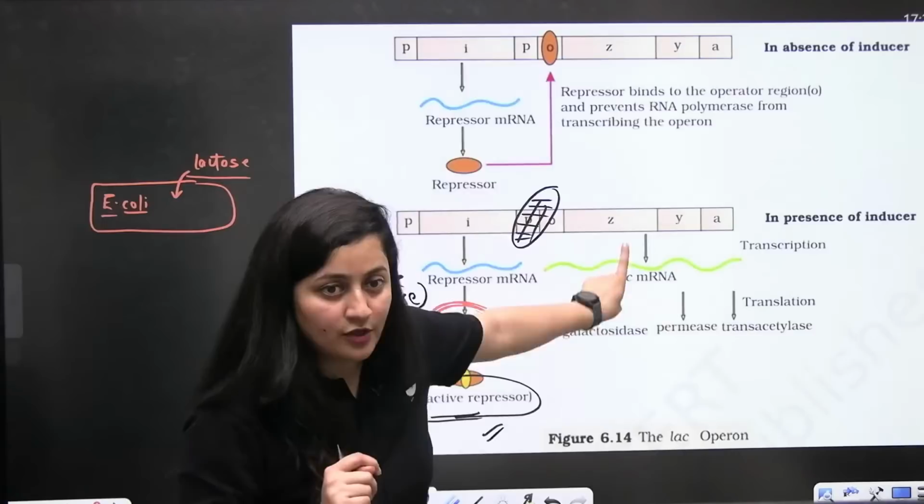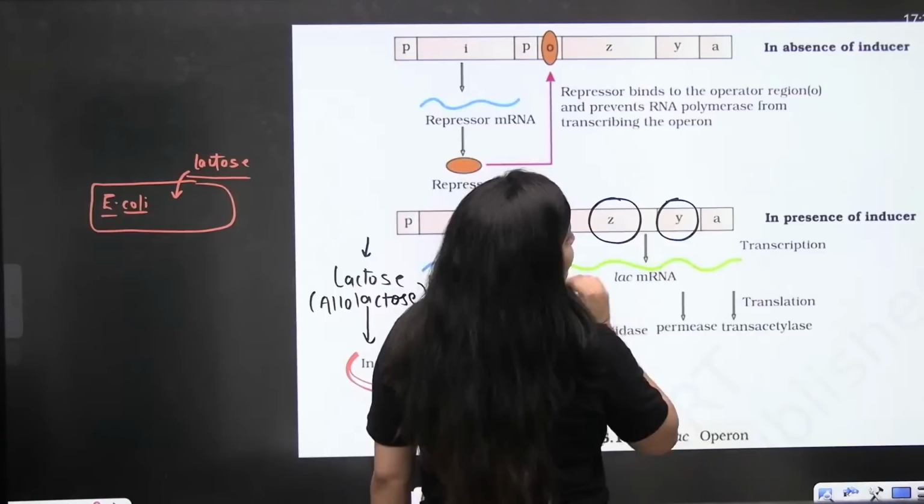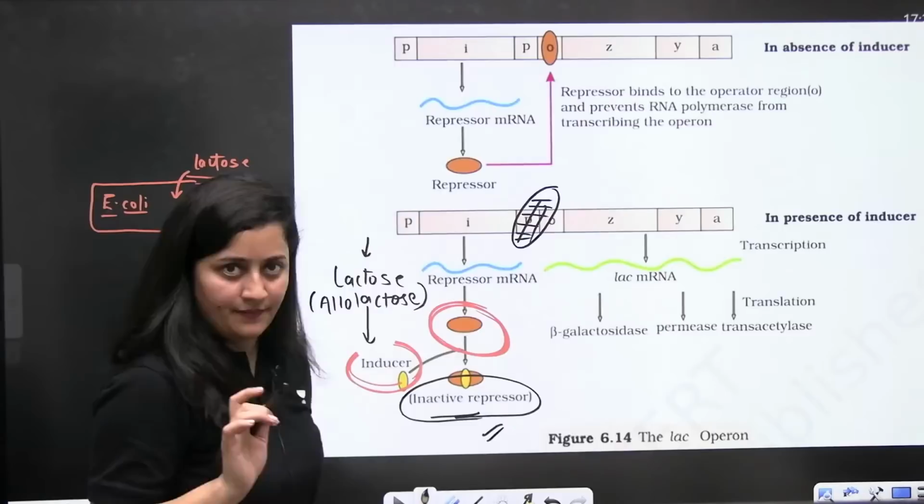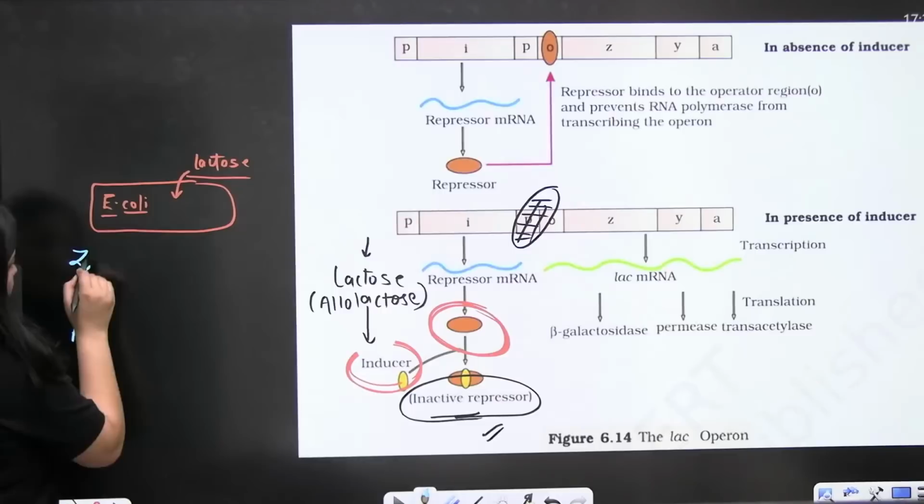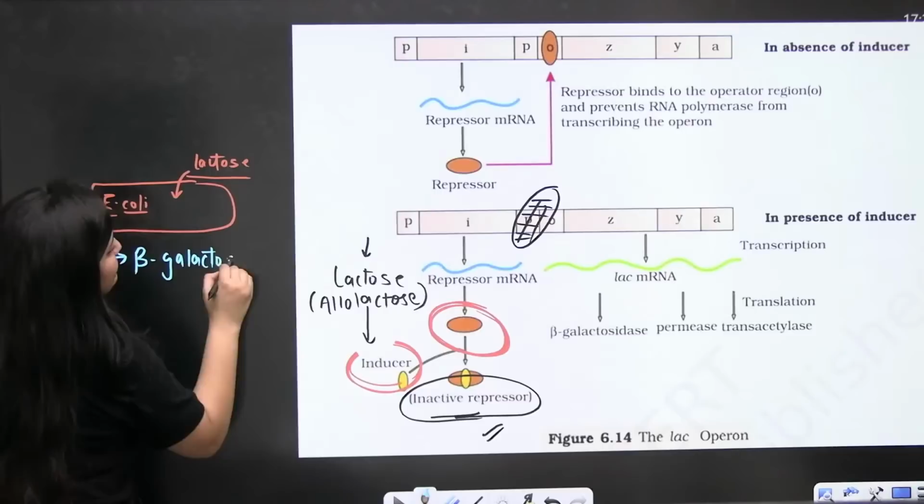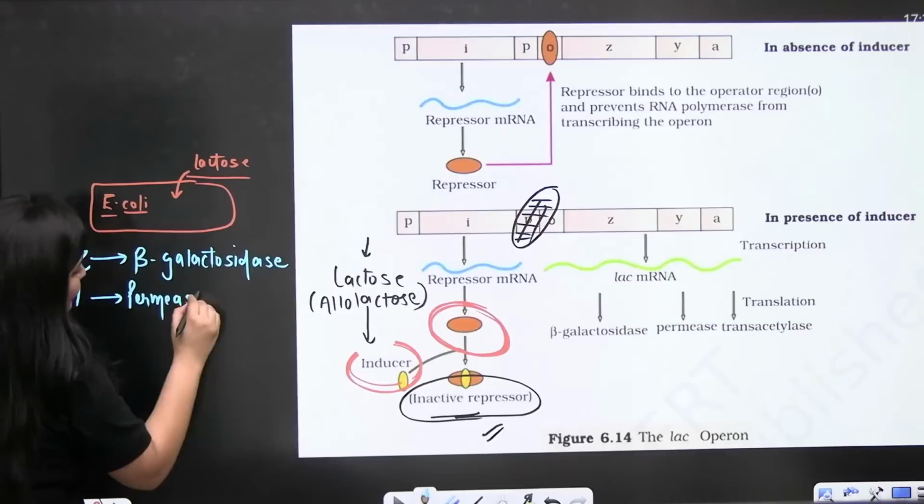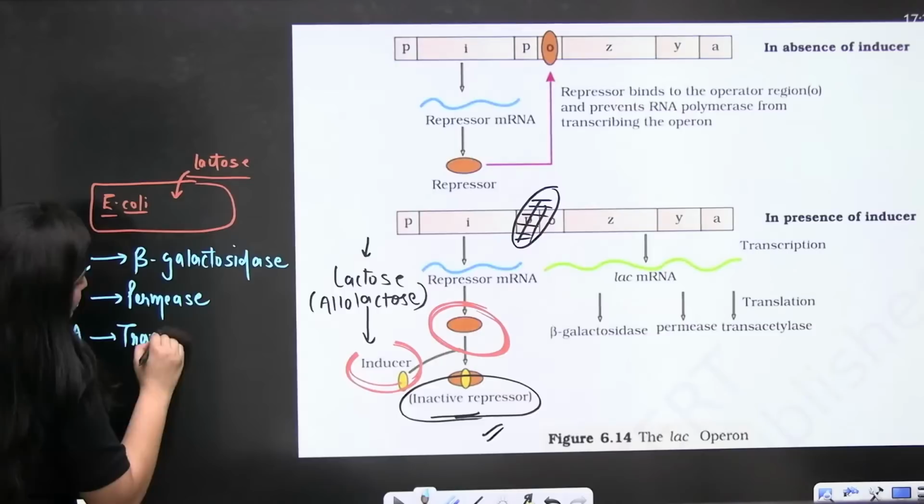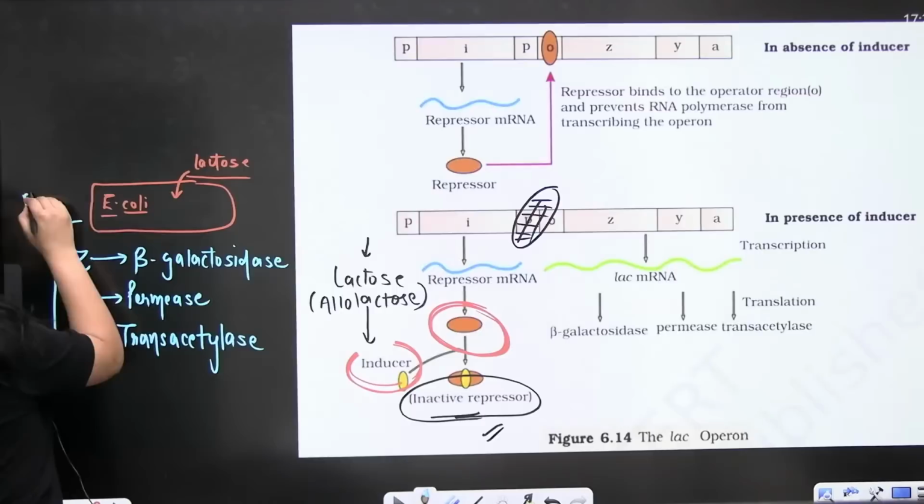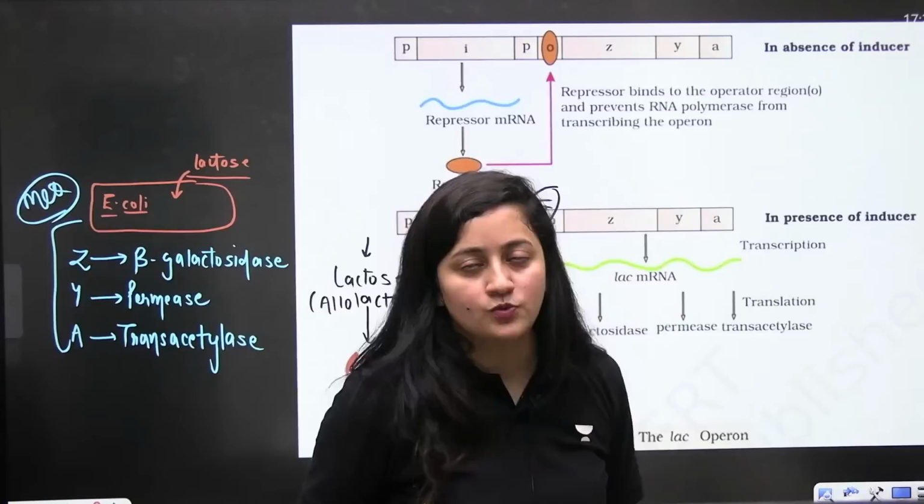Now, the next question that used to come from this particular part is, what is that Z gene forming, what is that Y gene forming, and what is that A gene forming. This is what we need to remember next. See, this Z gene is going to form beta galactosidase. Write down the names. Beta galactosidase. Y will form permease. A will form transacetylase. Are you getting my point? This is another MCQ. Z is going to form beta galactosidase, Y is going to form permease, A is going to form transacetylase.